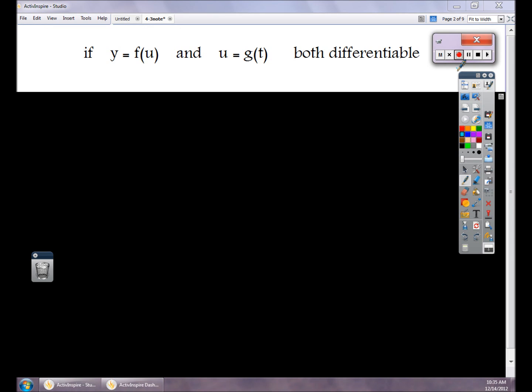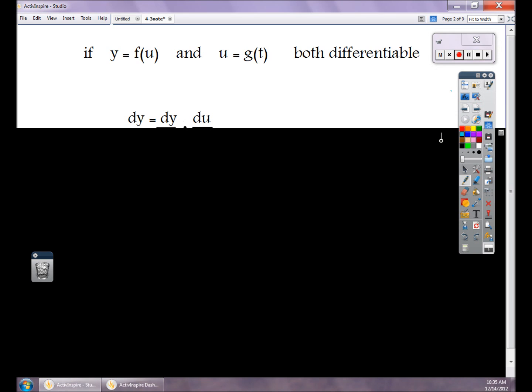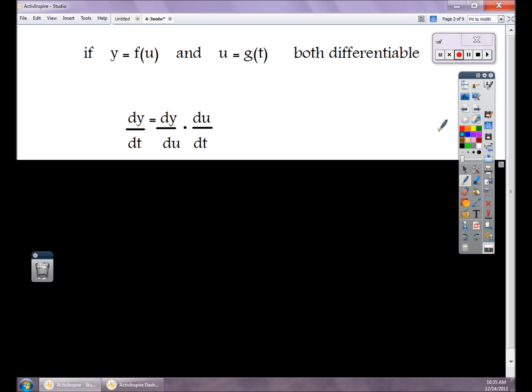Here's the setup for the formal definition of the chain rule. I have two functions, y equals f of u and u equals g of t, both of which have to be differentiable. And here's your formula. dy over dt equals the following.